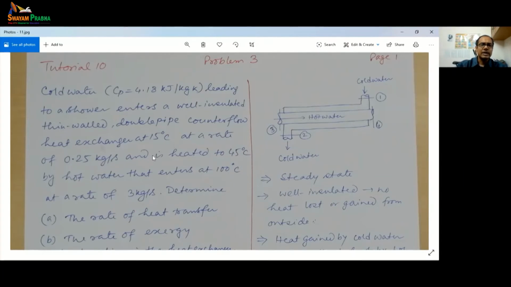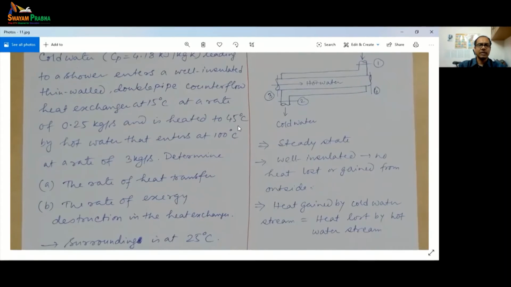Now in this counterflow heat exchanger, cold water enters at 15 degrees centigrade at a rate of 0.25 kilogram per second. It is heated to 45 degrees centigrade when it is going out. And the hot water is entering at 100 degrees centigrade at a rate of 3 kilogram per second.